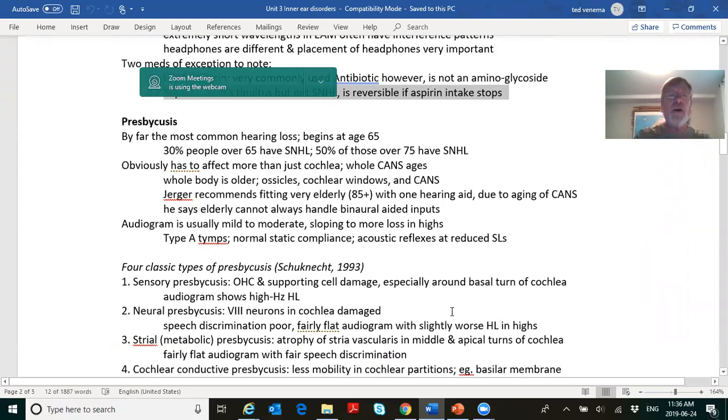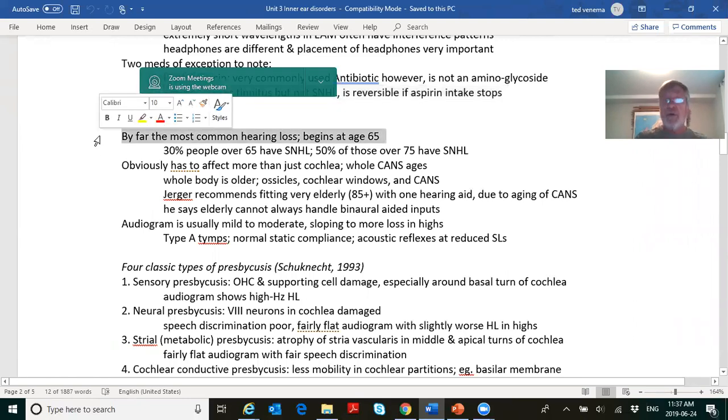By far the most common hearing loss, that's sensory neural, and of any hearing loss, begins at age 65. 30% of people over 65 have it. 50% of people over 75 have it. Put a star by that. That's a well-known statistic. You should always walk around with that in your back pocket.